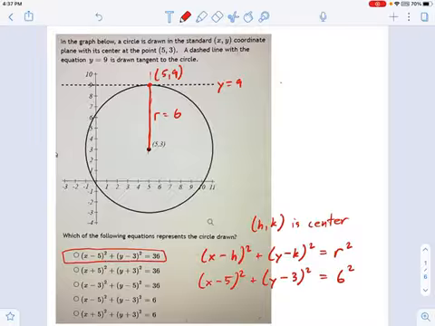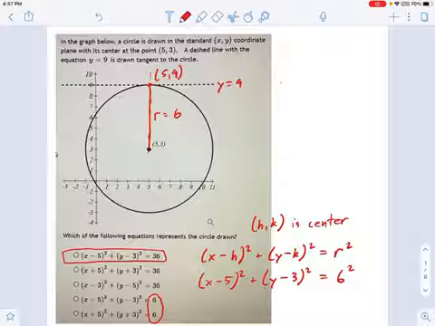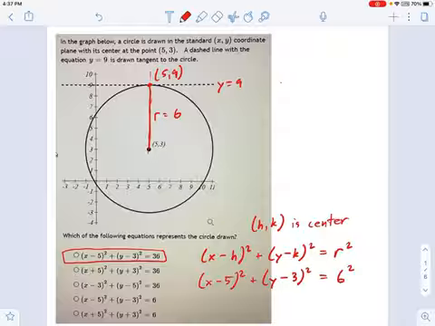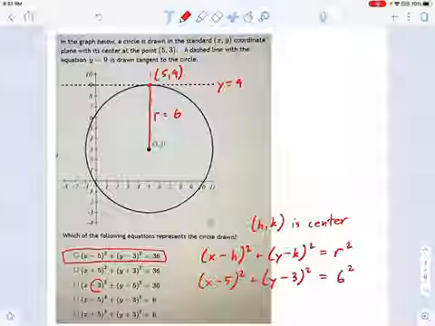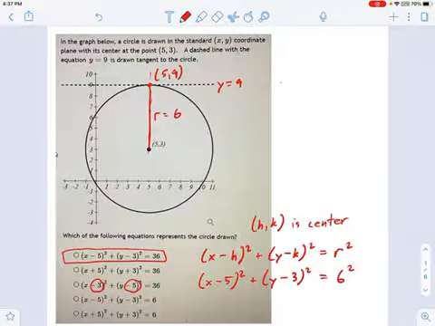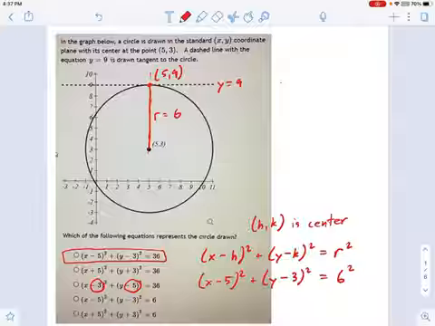Take a look at the distractors. I think it's a useful exercise. Either they've got r in there, not r squared. Okay, that's one type of distractor. Or they've mixed up the x and y coordinates, right? x is not 3 and y is not 5. It's the other way around, 5 and 3, not 3 and 5. So keep an eye on these things.